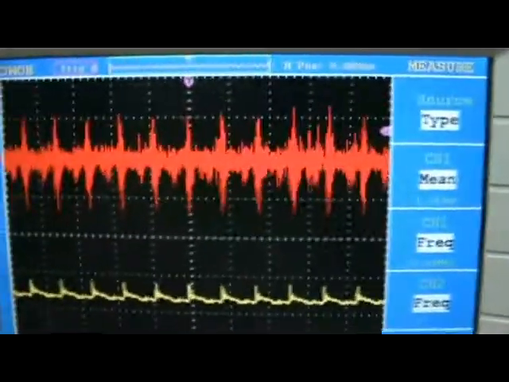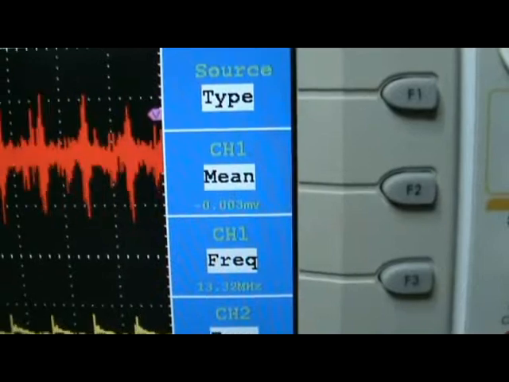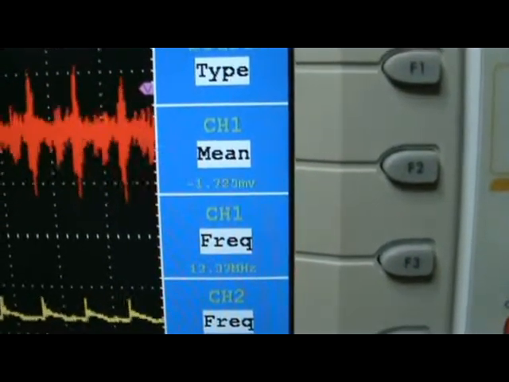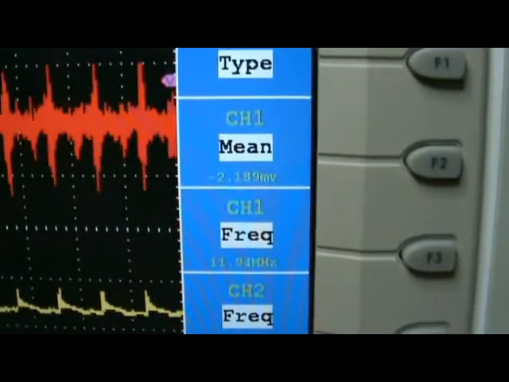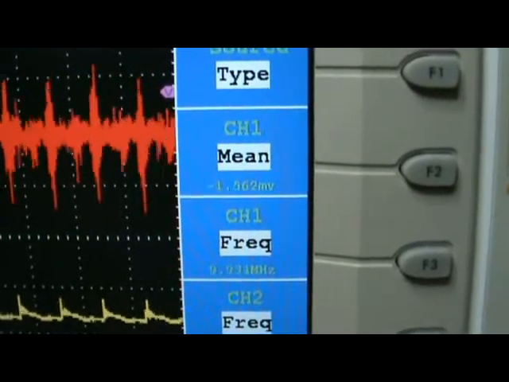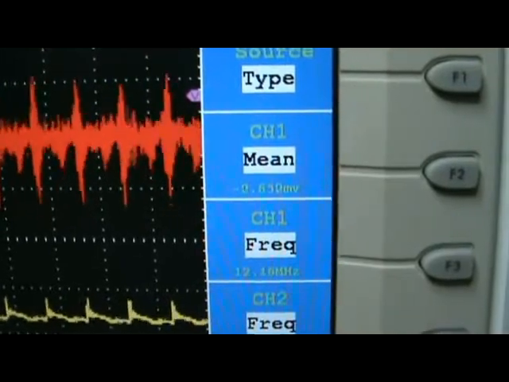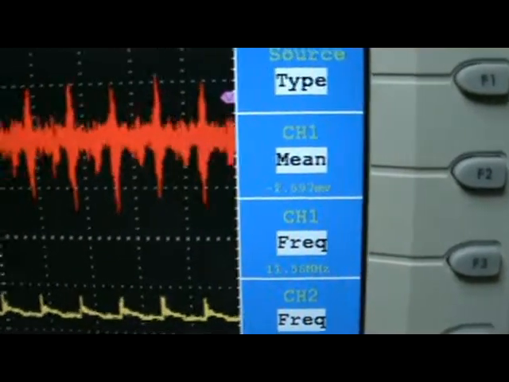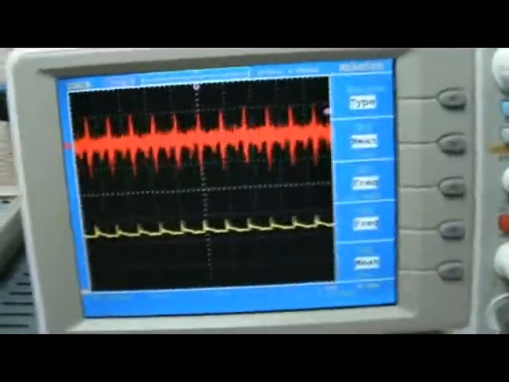I mean, the scope is trying to calculate the mean voltage, but it fluctuates. And if I enlarge it or turn it up, I still cannot really calculate the output of this device. Not sure why.